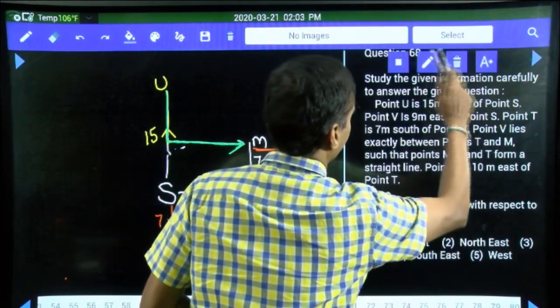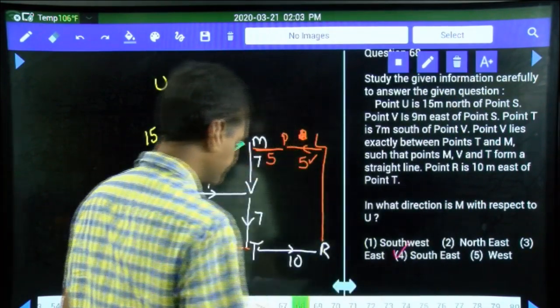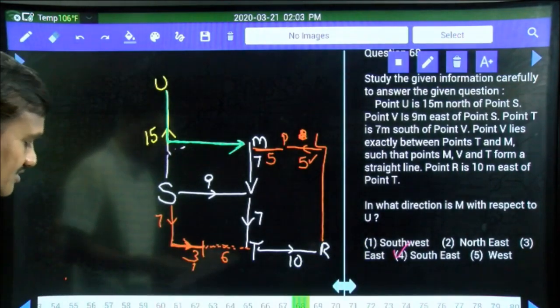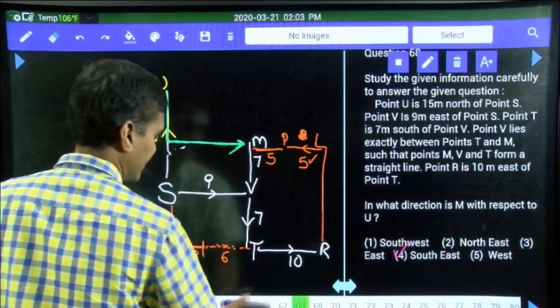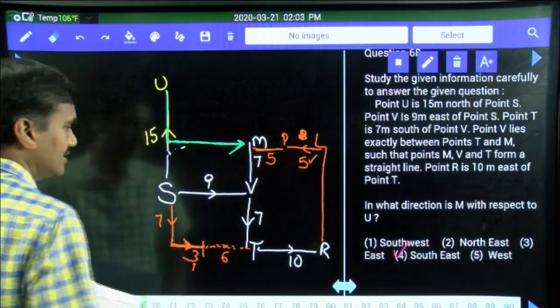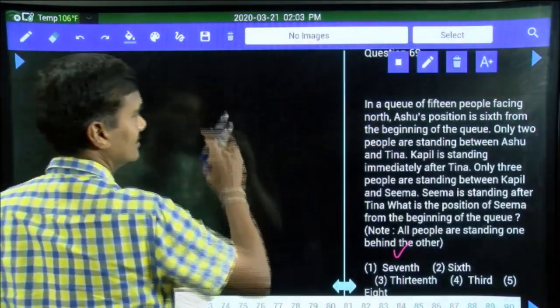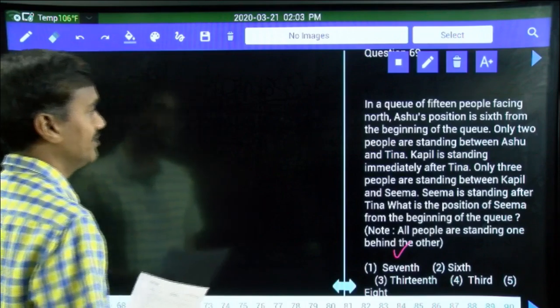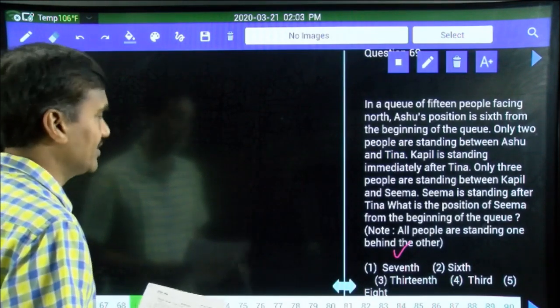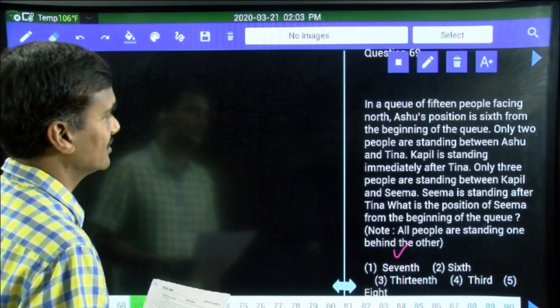South and east, it is choice 4. Now this is about question number 66 to 68. Then coming to question number 69, it is an individual question. In a queue of 15 people facing north, how many people are there? 15. 15 people facing north.